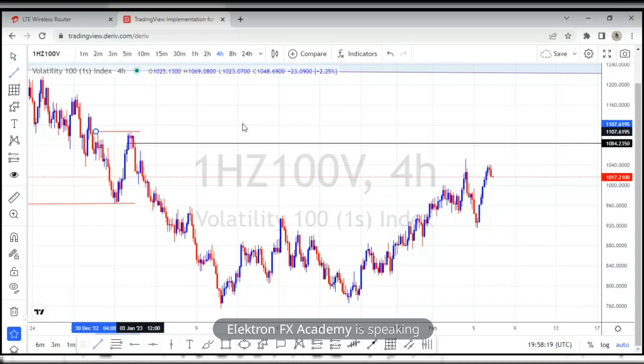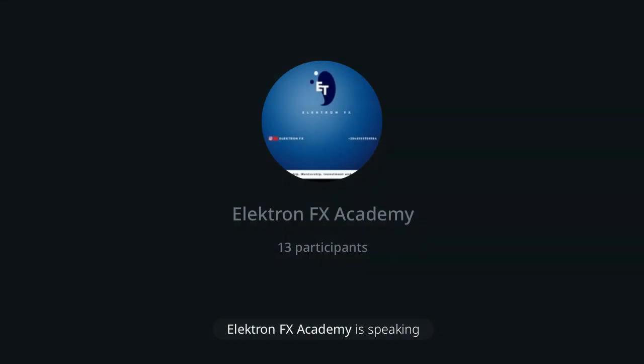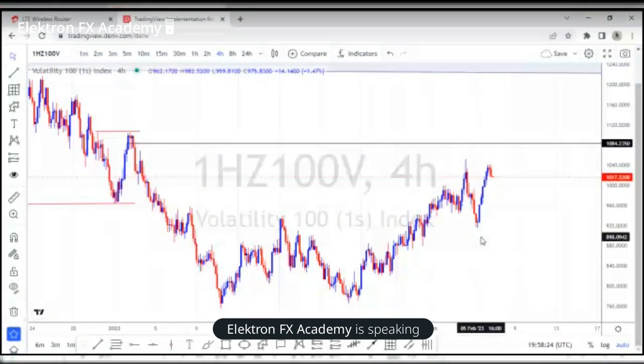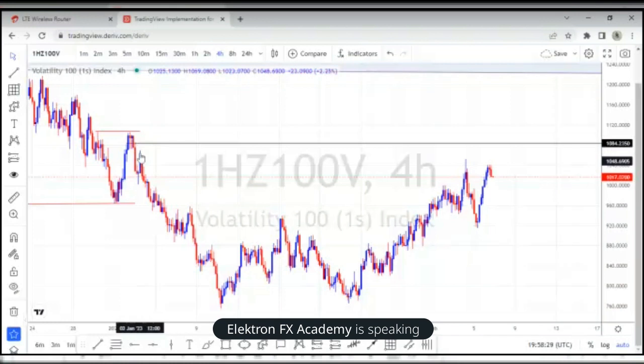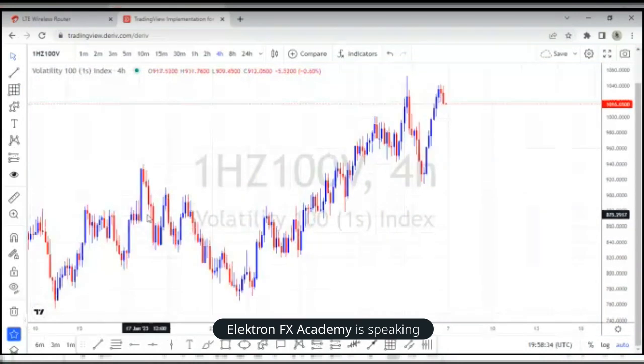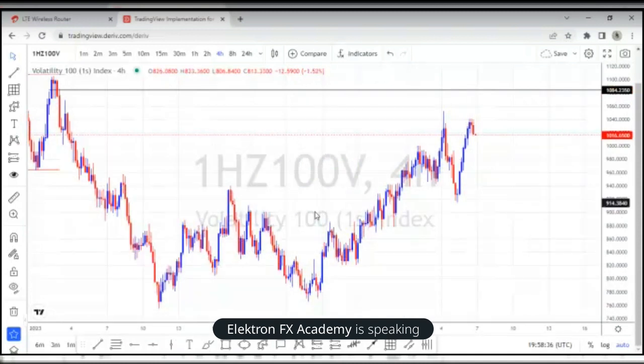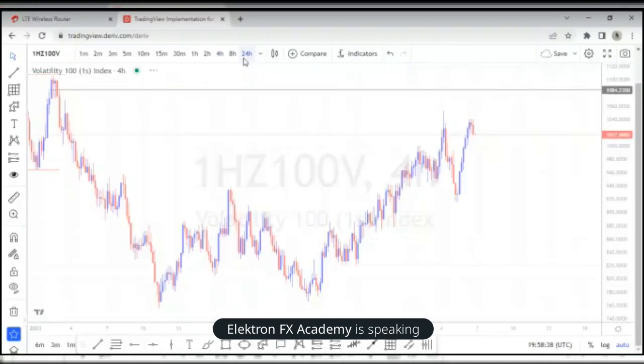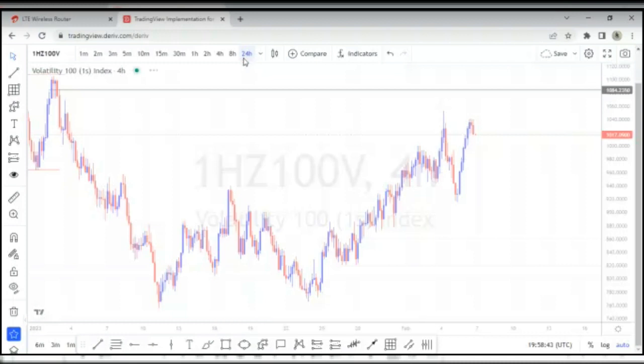Okay, and 4 hour is breaking highs. Imbalance was already filled here. This guy might blast higher, because the market has been breaking highs. Although, let's look at the daily time frame again. Let's go back to daily and see something on the daily time frame.